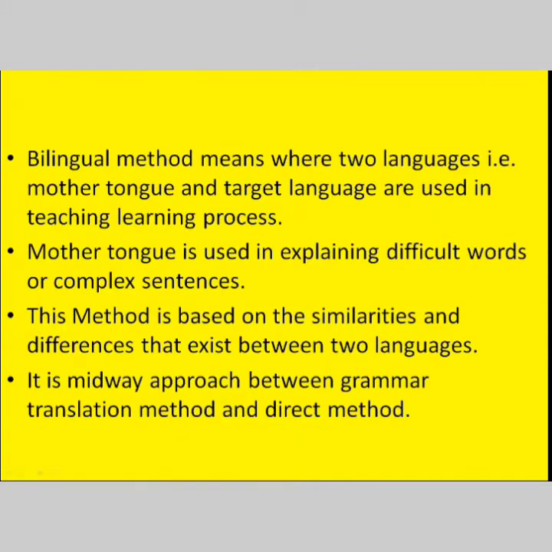And the use of two languages is done in this method of teaching. That means the mother tongue and target language are used in the teaching learning process. The mother tongue is used in explaining difficult words or complex sentences to the student. And this method is based on the similarities and differences that exist between two languages. It is a midway approach between grammar cum translation method and direct method of teaching English language.